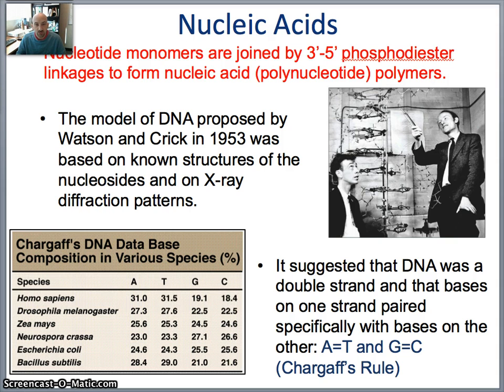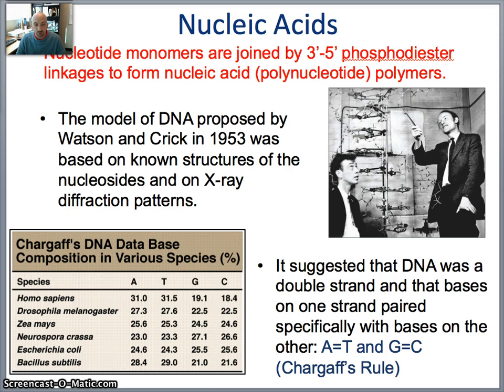Well, James Watson and Francis Crick back in 1953, basically won a Nobel Prize many years later for determining the structure of DNA and RNA. When they looked at DNA, they looked at X-ray diffraction patterns, and they found that it formed this sort of helix structure.